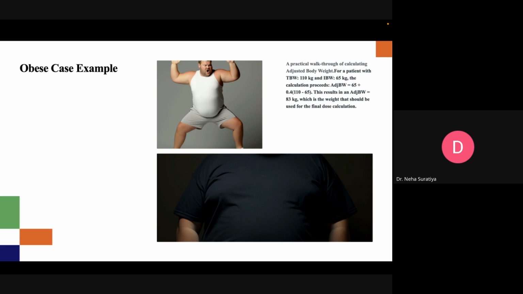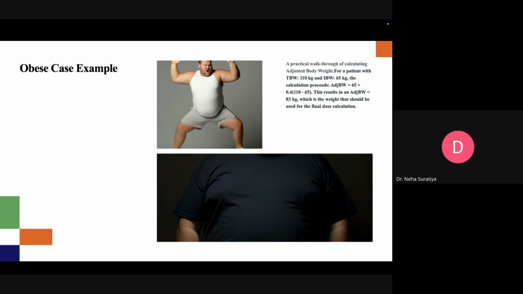Ideal body weight, when you are calculating based on the formula I showed you before, is very simple to calculate. It is based on the height of the patient. That is 65 kg. What will be your adjusted body weight here?